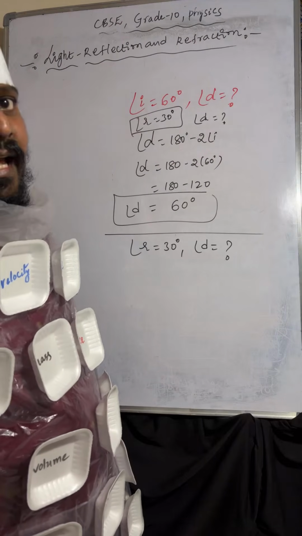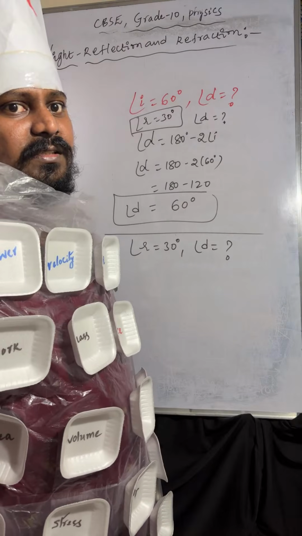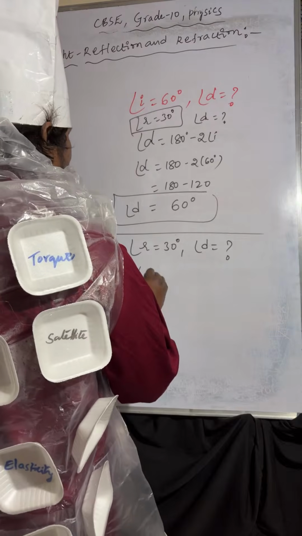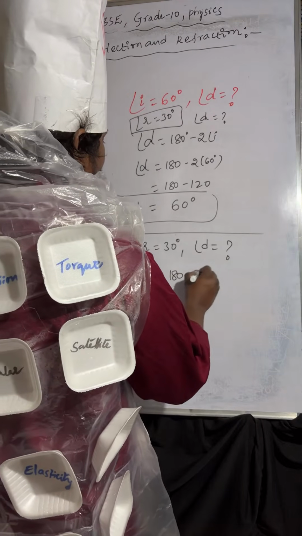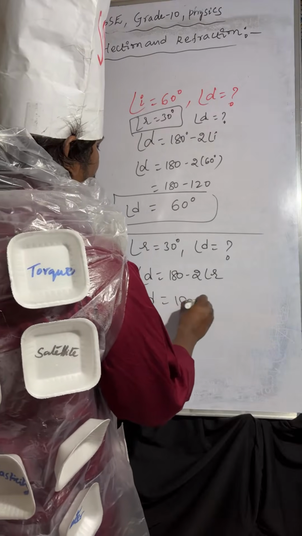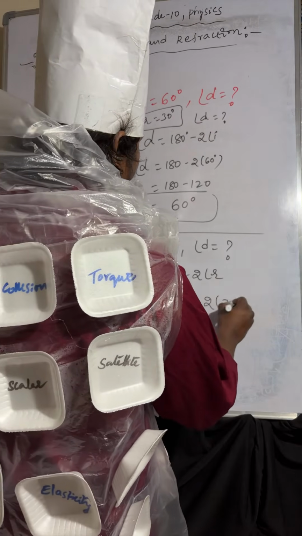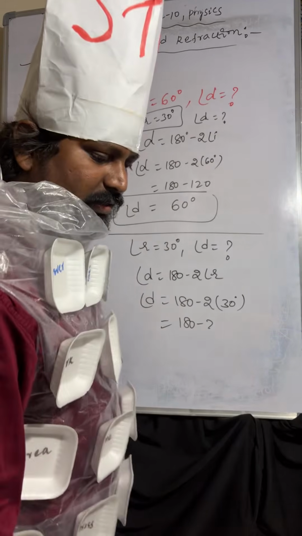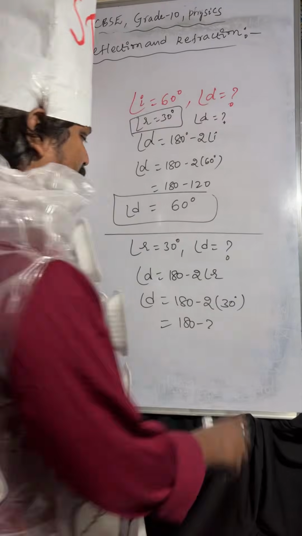Very good. Yes, like that you have to do it. Understood? Simple. You have to substitute in the formula. The angle of deviation equals 180 minus 2 angle of reflection. With the angle of reflection 30 degrees, it is 180 minus 60 degrees. So 60, right?